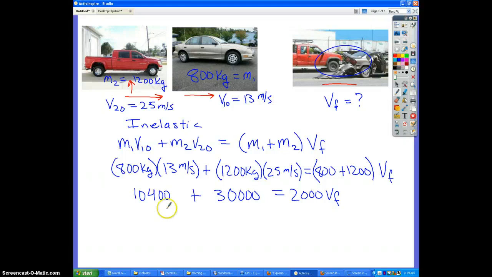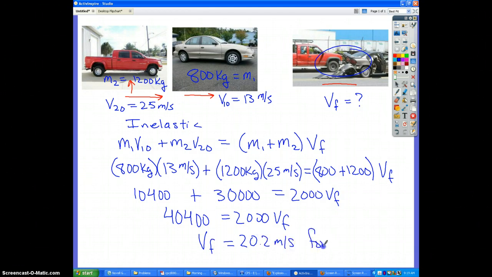If I add the two numbers, this is 40,400 is equal to 2,000 times VF, and our final speed then, or final velocity, will be equal to 20.2 meters per second, and that would be in the forward direction. That's the direction that they were going initially. So they don't bounce back, they actually cling together, and then they move on. And that is the end of momentum example number 6.